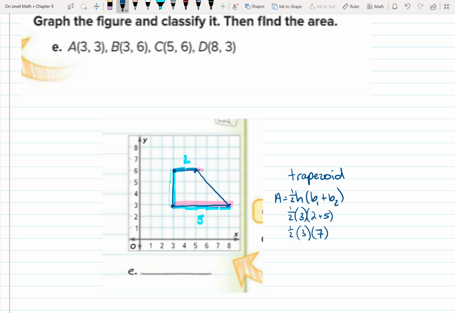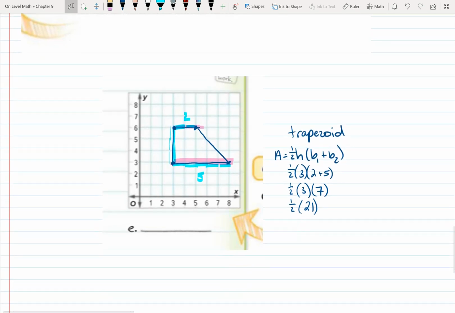So in this case, because 1/2 times 3 is going to give me a decimal, I'm going to do 3 times 7, and 3 times 7 is going to give us 21 times 1/2. So I know 1/2 times 20 is 10. 1/2 times 22 is 11. So 1/2 times 21 is 11 point, oh, sorry, no, it's not. It is 10.5. So it's 10.5 units squared. And that would be our final answer.